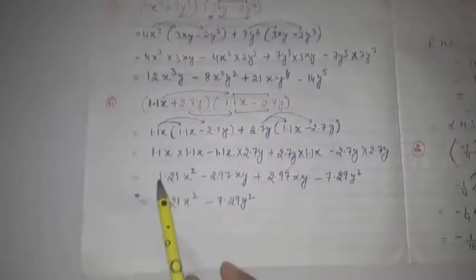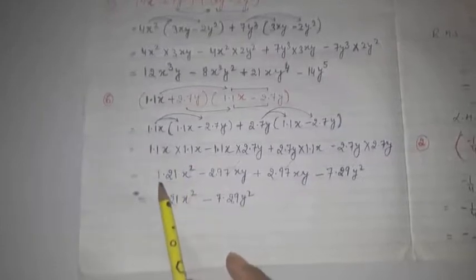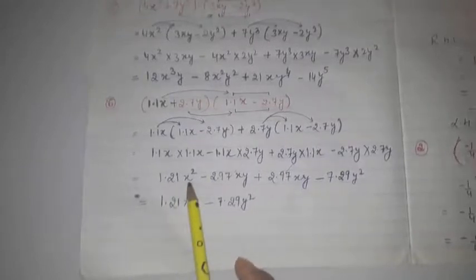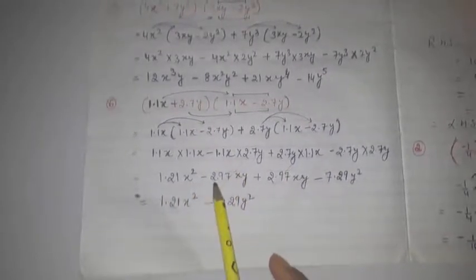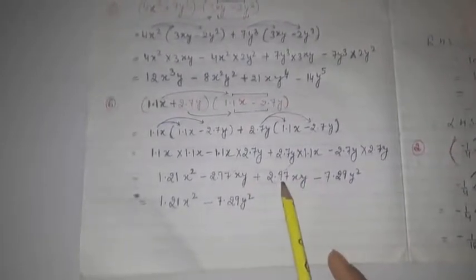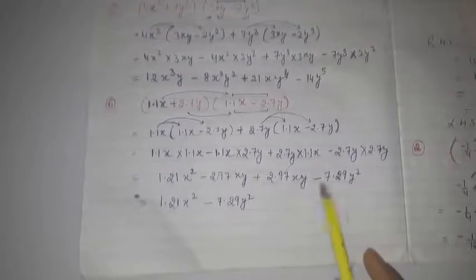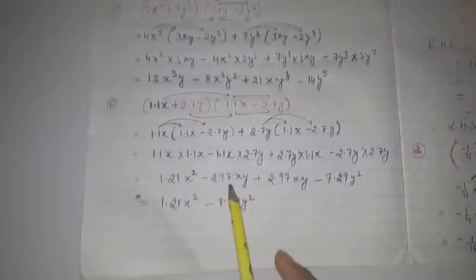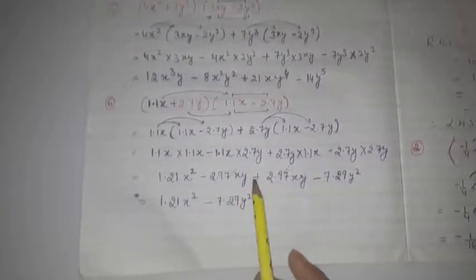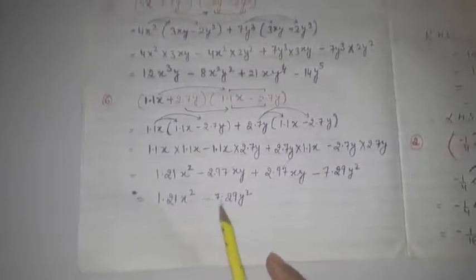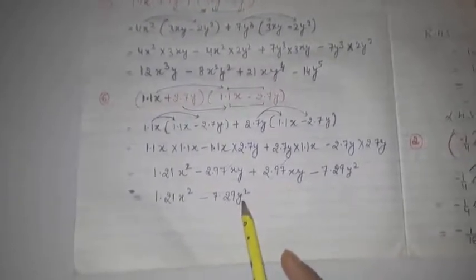It is equal to 11 11s are 121, so decimal comes after 2 digits. So it is 1.21 x square minus 2.97xy plus 2.97xy minus, when we multiply these, so 7.29 y square. In this case, these both terms are same but with opposite sign, so we can cancel these. So what we will get, 1.21 x square minus 7.29 y square.